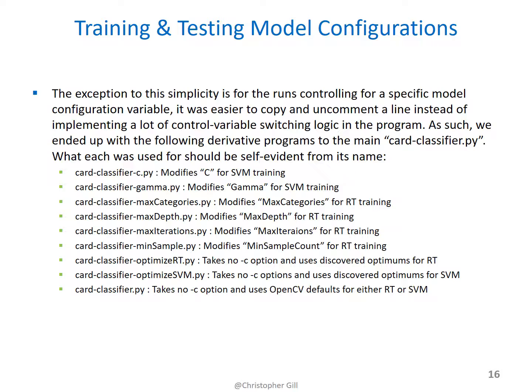The last 3 programs here represent the best case scenarios. The optimize RT and optimize SVM contain hard-coded values to the observed optimum results from the previous runs. And the card classifier.py file essentially uses the defaults for both RTM or SVM depending on the input parameters.